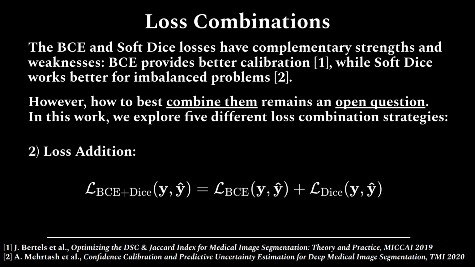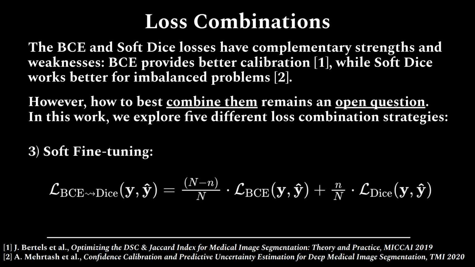Then there's adding them, which is very popular, as I said. We also use this soft fine-tuning strategy, which means that you just linearly interpolate from the beginning of the training, in which you use only BCE, and then by the end of the training you are just using only DICE, and in the middle you just interpolate the value of those two losses for the minimization.